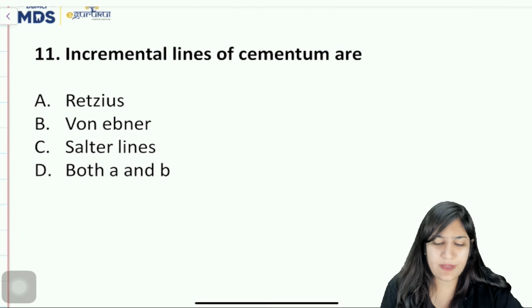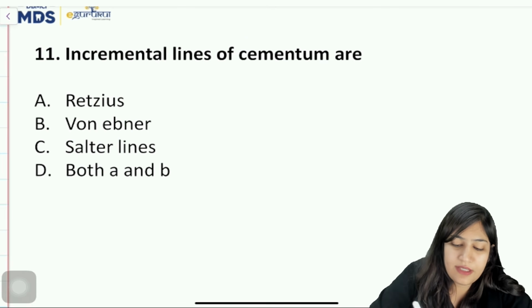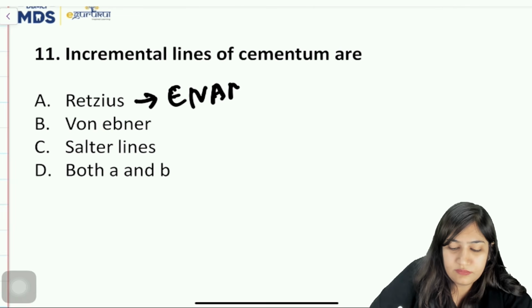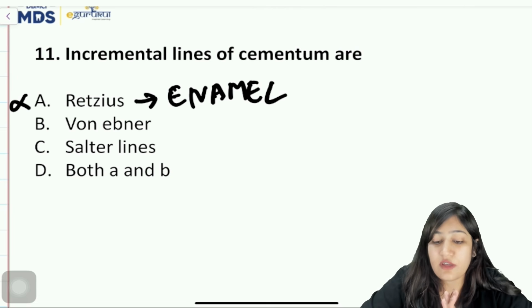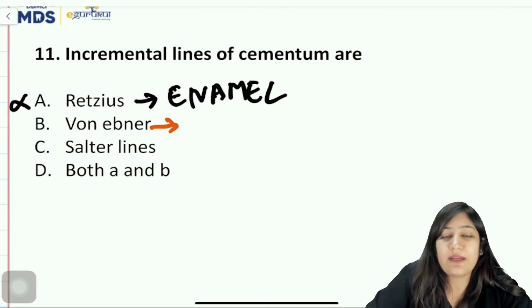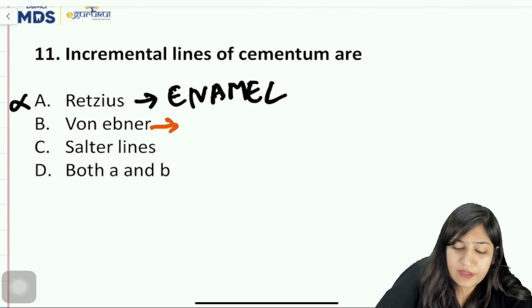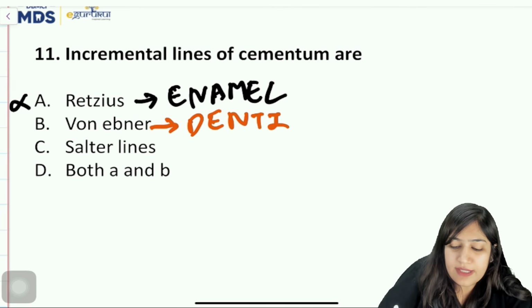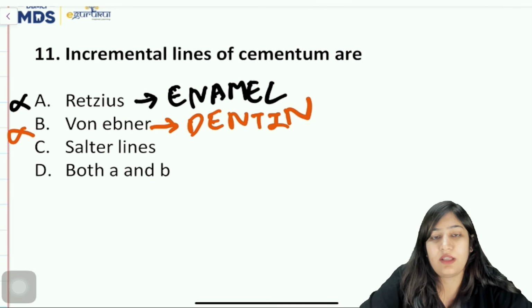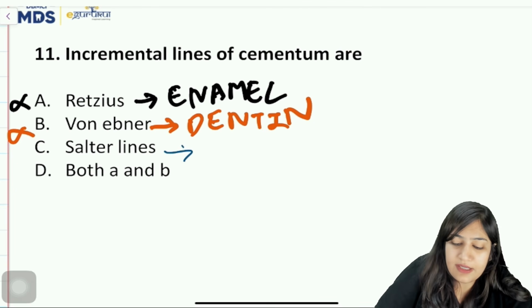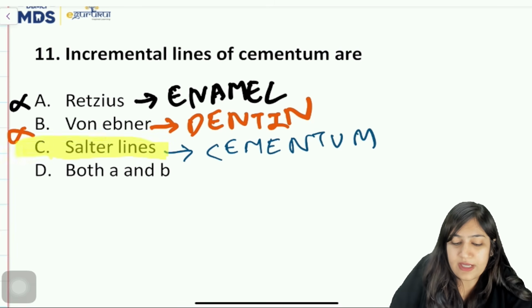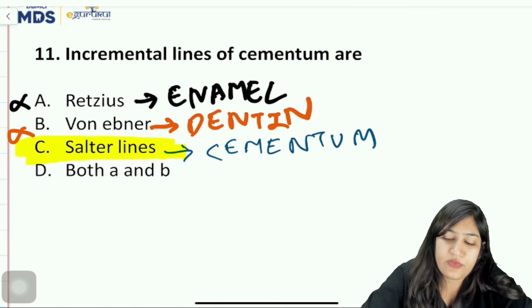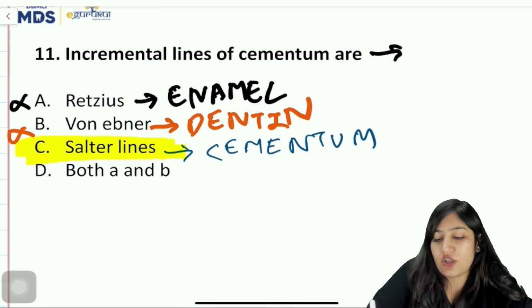Incremental lines of Retzius are incremental lines of enamel. Here it is asked for cementum, so this cannot be the correct answer, as striae of Retzius are incremental lines of enamel. Coming to von Ebner, incremental lines of von Ebner are incremental lines of dentine. So again, this cannot be the correct answer. Coming to Salter lines, yes, this is the correct answer here. Incremental lines of Salter are incremental lines of cementum. So the correct answer is Salter. Incremental lines of cementum are incremental lines of Salter.